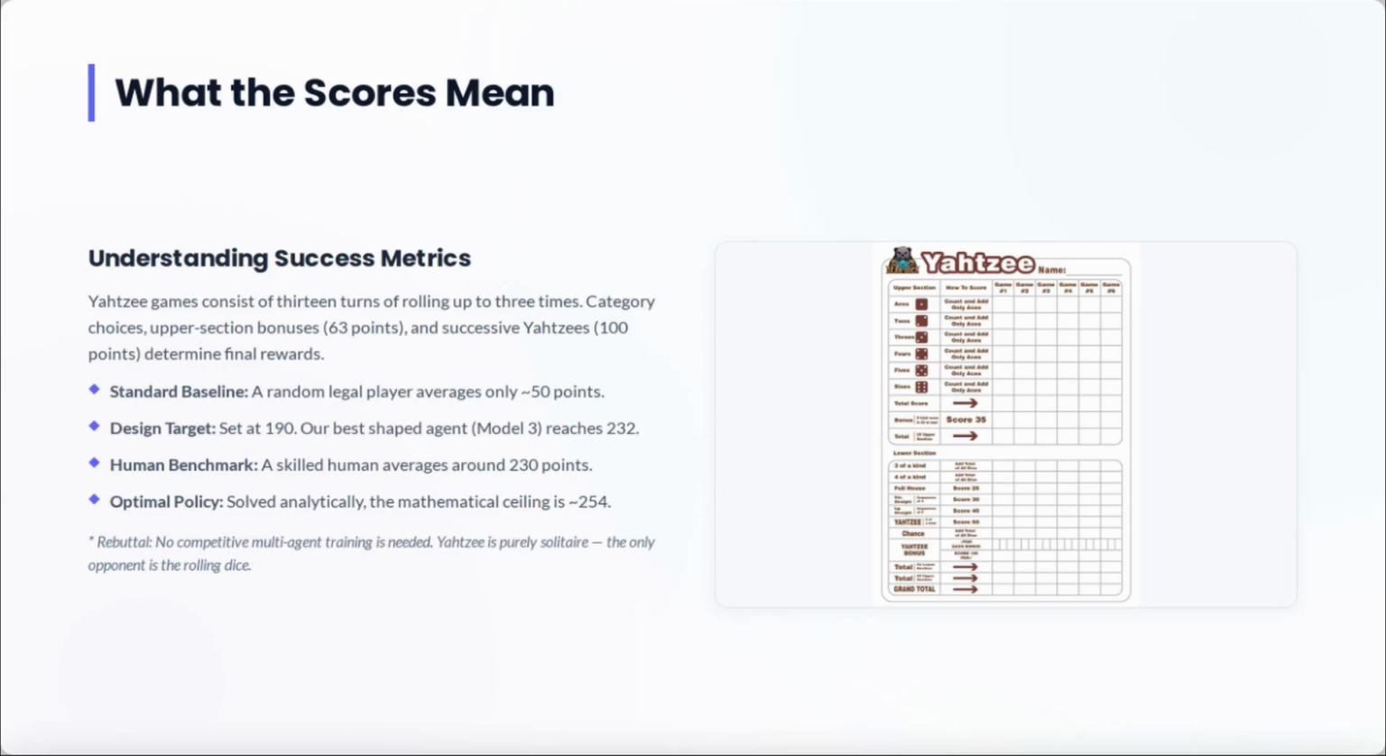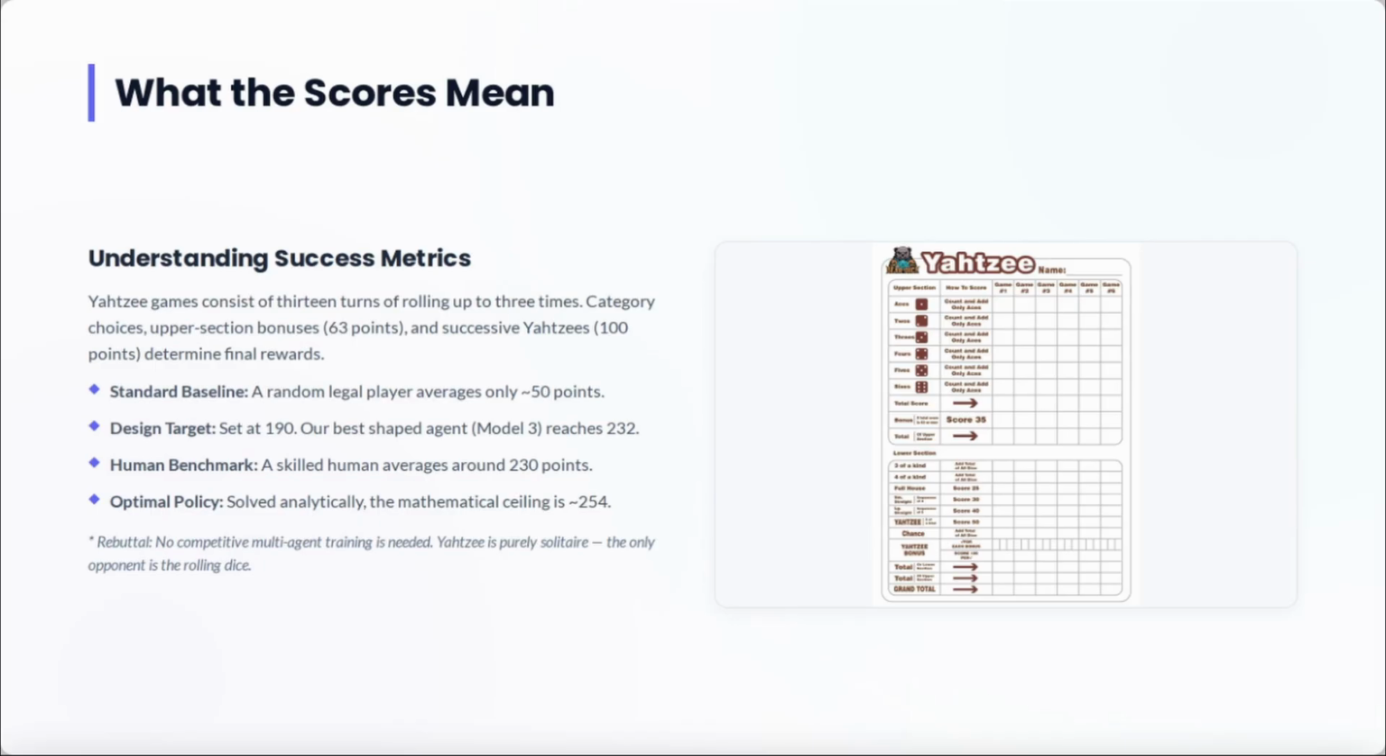A Yahtzee game is 13 turns. Each turn you roll 5 dice up to 3 times, then commit to one of 13 scoring categories. Bonuses kick in for an upper section total of 63, and an extra 100 points for every Yahtzee after the first. The minimum score is 0. You can zero out every category, and the theoretical maximum is 1,575.